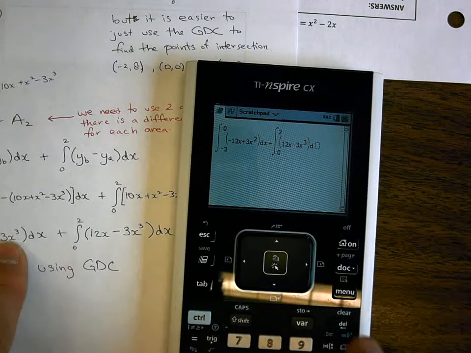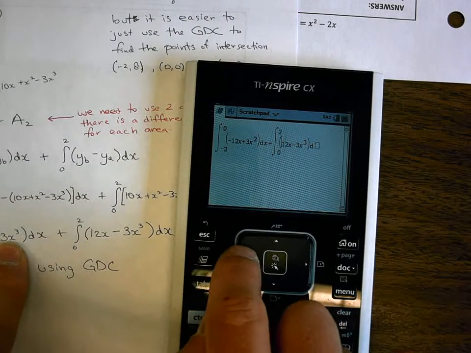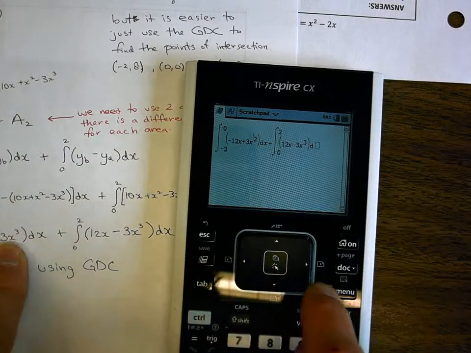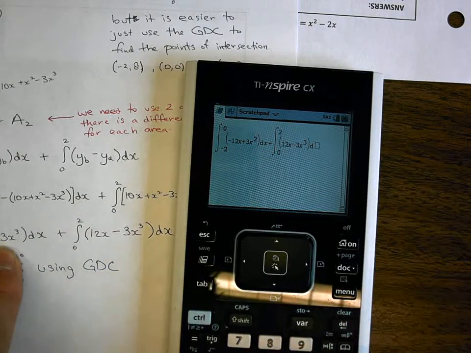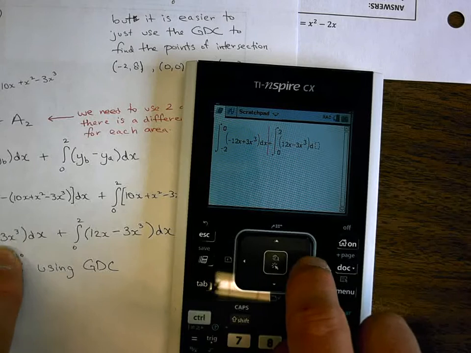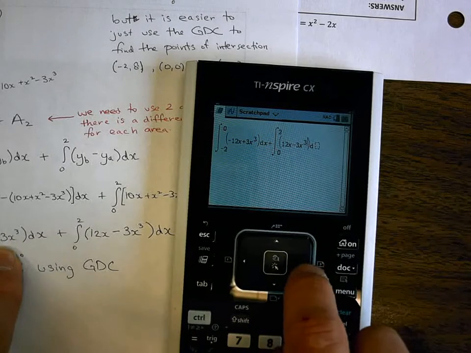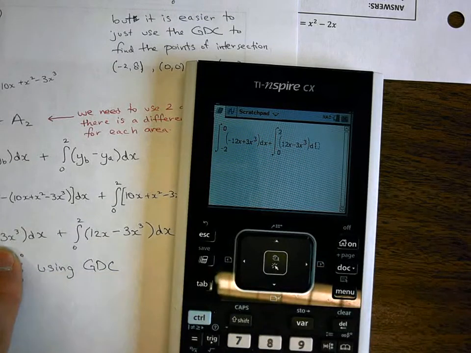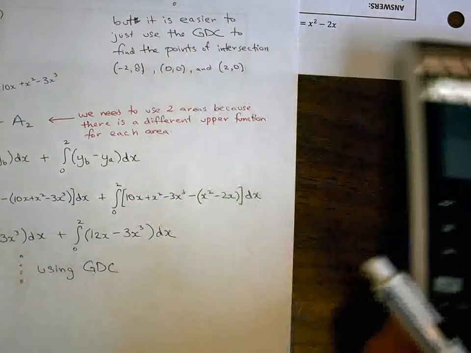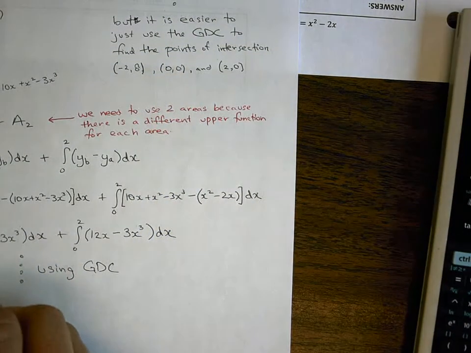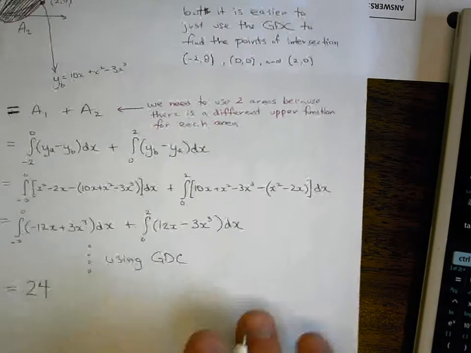Oh, I made a mistake. Look, I gotta go back. This should be a 3, right? Negative 12x plus 3x to the 3. Okay, and then I go over here. I forgot to put the x here. Press enter into that line of code, and it spits out an answer. 24. All that work, and the answer is 24.